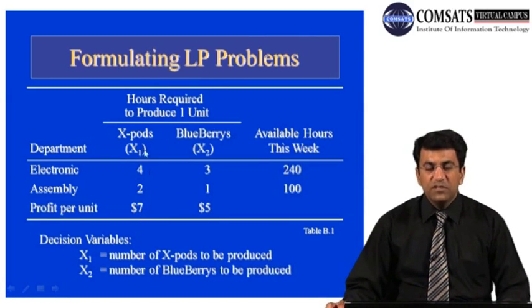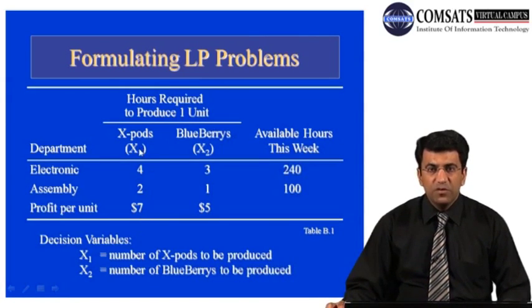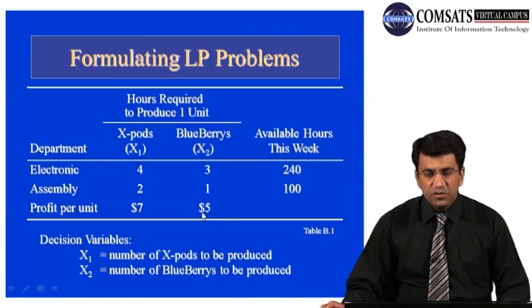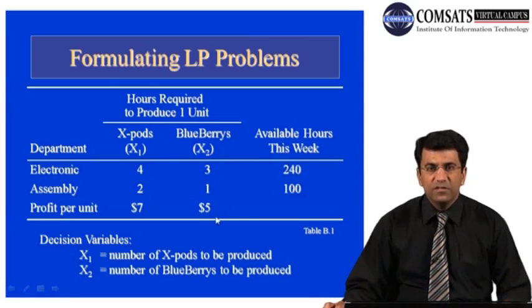And if you are producing, suppose x1 number of products, then the total profit for this particular product will be 7x1. Is it clear? If you are able to produce 1 unit of x2, the profit will be $5. If you are able to produce 2 units of x2, the profit will be of course $10. But if we are able to produce x2 units of blueberries, then the total profit for this particular product will be 5x2.